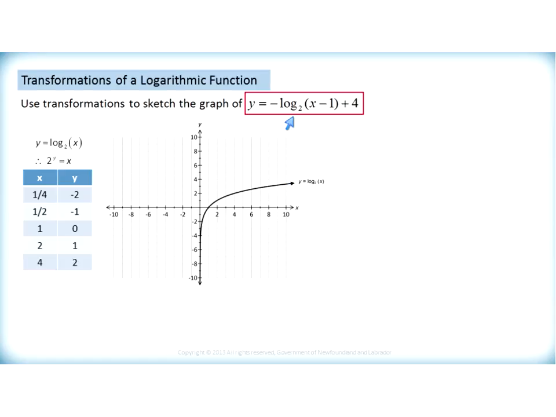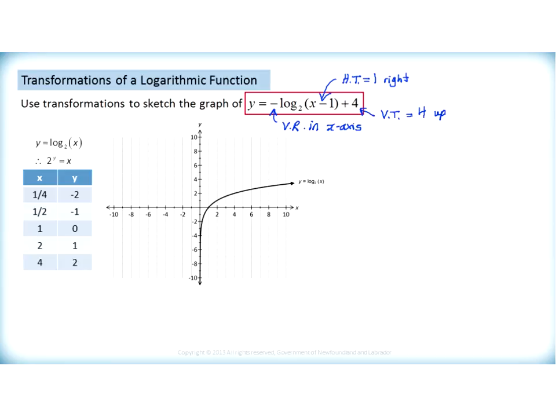So now we will apply these transformations. But before we begin to apply the transformations, let's list the transformations that occur. When we see a negative sign in front of the log, we know that there has to be a vertical reflection in the x-axis. The x minus 1 indicates that there has to be a horizontal translation equal to 1 unit to the right. And the plus 4 at the end here indicates a vertical translation equal to 4 units upward. So those are the transformations that occur.